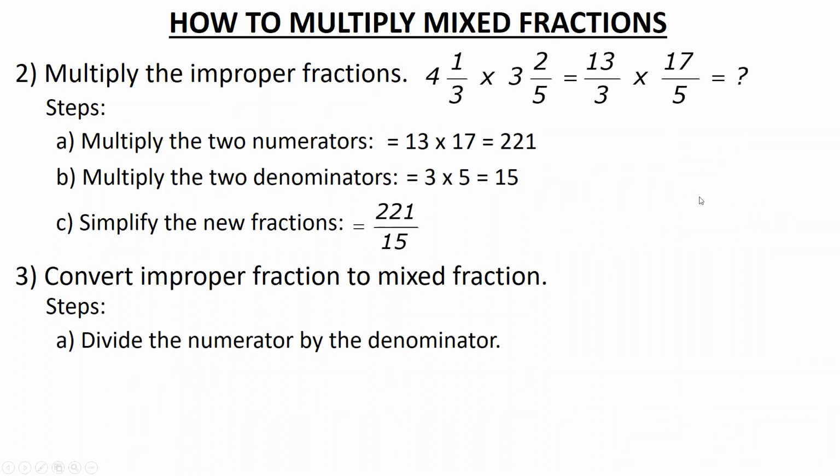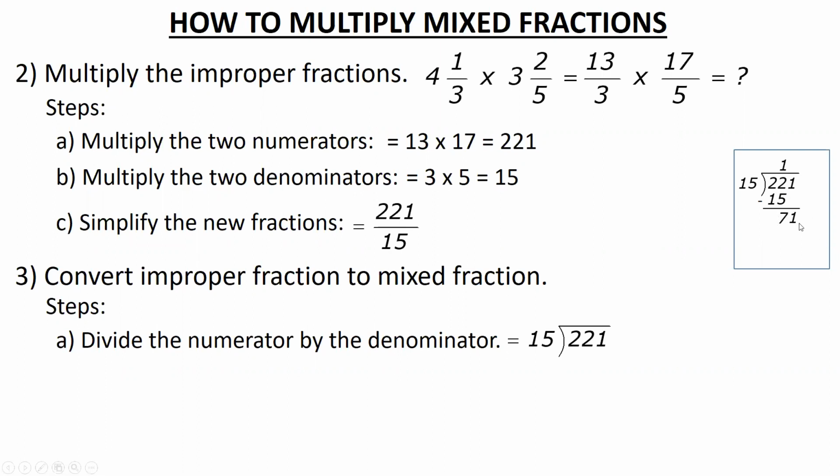Okay. 221 divided by 15. Let's do a manual division. We'll start with 22. 2 over 15 cannot be, so 22 divided by 15. Quotient is 1. 1 times 15, 15. And then subtract 22 minus 15, you have 7. And bring down 1, you have 71.